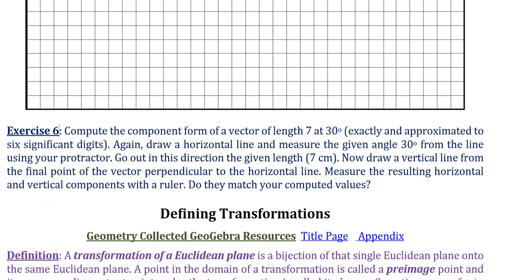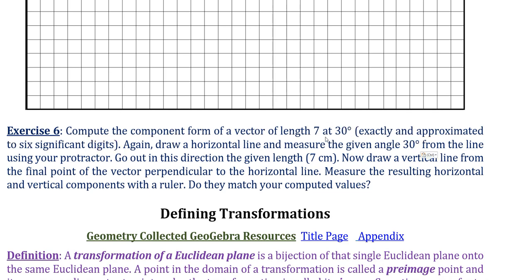So let's do one the other way. We want length 7 and 30 degrees. And then go ahead and find the components there. Use your knowledge of some special triangles to get this value exactly. It might have a radical or something in it, possibly, maybe not. And then go ahead and approximate it to 6 significant digits using a calculator. Okay? So you're going to find the x and y components of that.